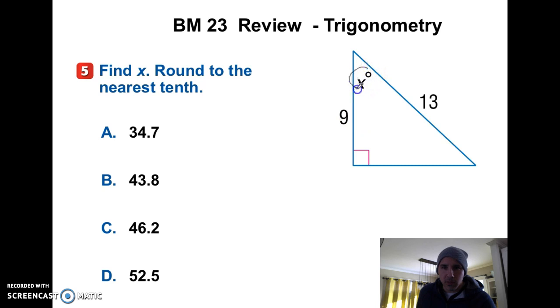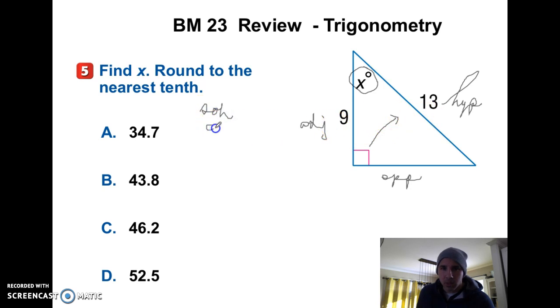First thing I want to do is identify my angle, my acute angle. Then I want to go ahead and label my sides. This is my hypotenuse. This is my opposite, which I don't have anything there. And this is my adjacent side to 9.